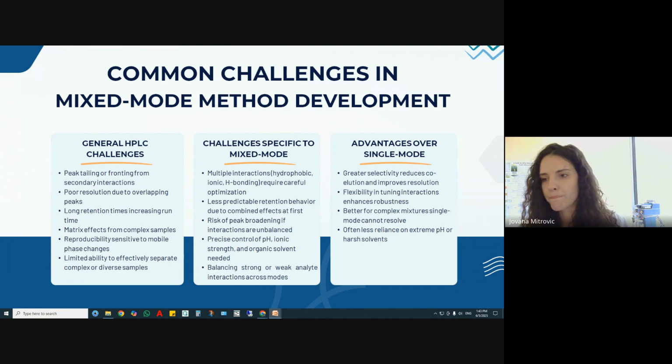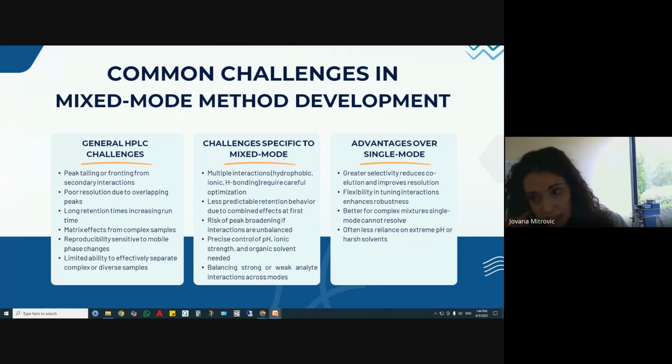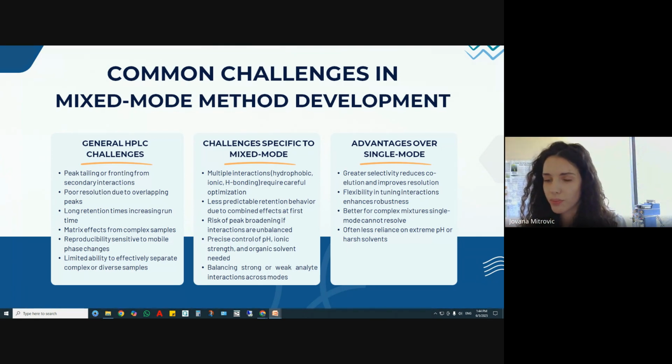Then there is poor resolution, where peaks overlap, making it hard to separate closely related compounds. Long retention times can also slow things down, especially if analytes stick too strongly to the column. Matrix effects are another big one. Complex samples can shift retention or interfere with the peak shape, affecting reproducibility. And speaking of reproducibility, even small changes in mobile phase composition or pH can lead to inconsistent results. And sometimes, what's very important is that single mode HPLC just doesn't have enough selectivity to handle complicated samples.